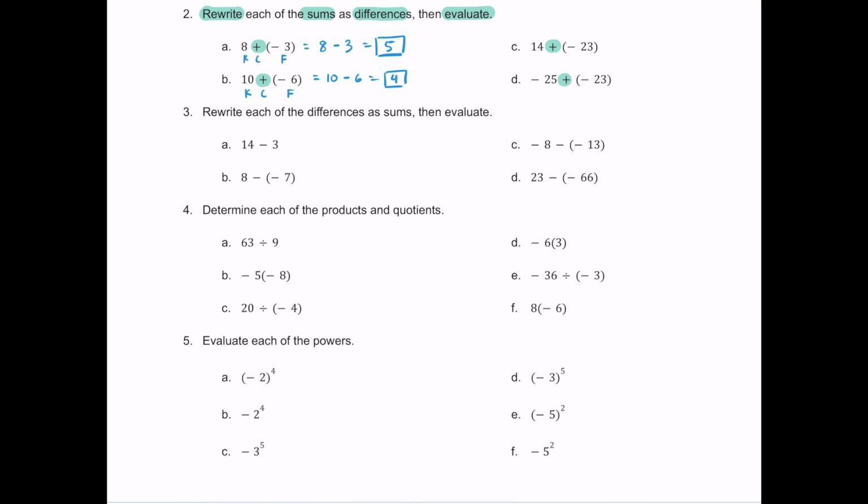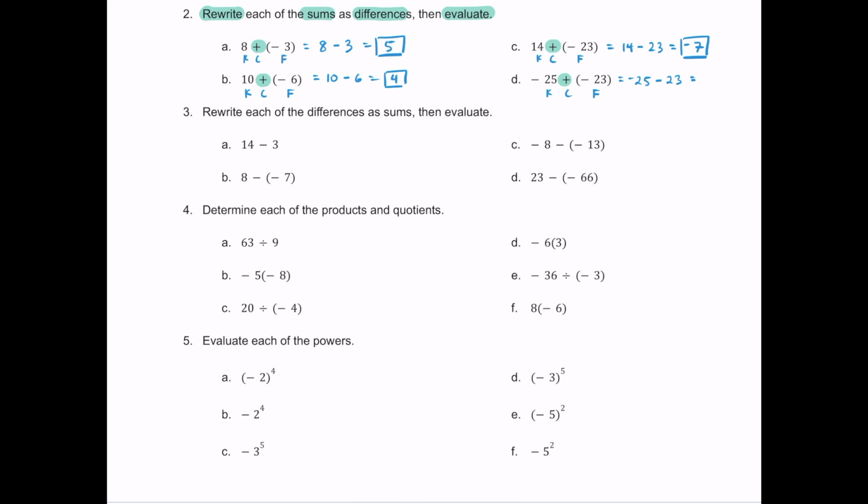Okay. For letter C, if we keep this, then change this and flip this, we can write an equivalent statement of saying 14 minus 23. And if 23 minus 14 is 7, then 14 minus 23 is negative 7. Okay. And then finally, for letter D, if we want to rewrite this as a subtraction problem, we can write this as negative 25 minus 23.